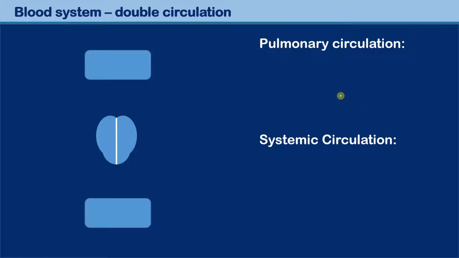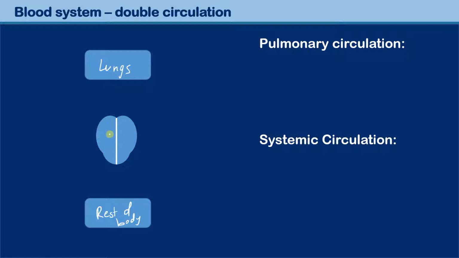The mammalian heart has a so-called double circulation, and this is what I'm going to explain on this foil. Over here, in this box, we have our lungs. This box down here represents the rest of the body. And I'm not going to label this now, but this is of course the heart. And as you can see, it has a right and left side.